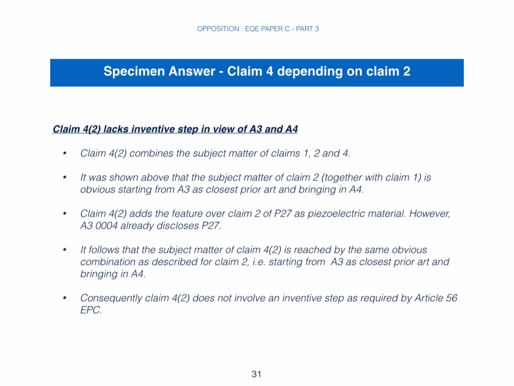It follows that the subject matter of Claim 4.2 is reached by the same obvious combination as described for Claim 2, i.e. starting from A3 as closest prior art and bringing in A4. Consequently, Claim 4.2 does not involve an inventive step as required by Article 56 EPC. Obviously, this is much simpler and shorter than the previous inventive step attacks.